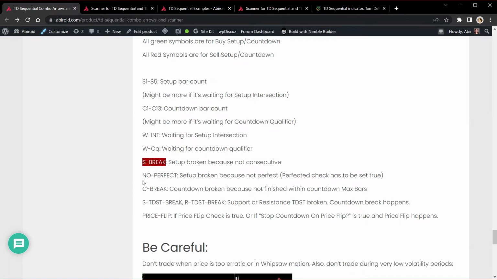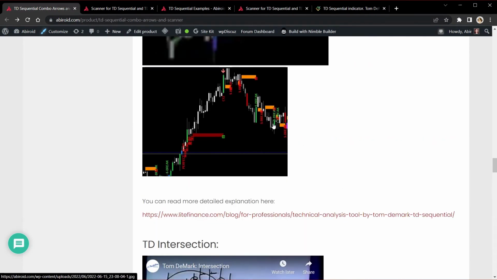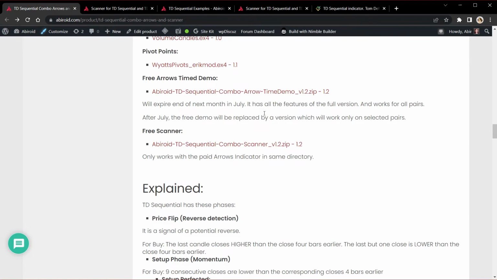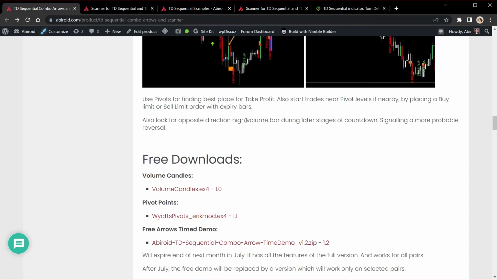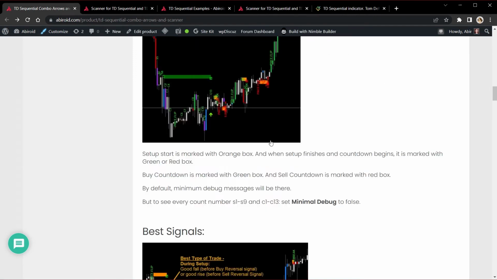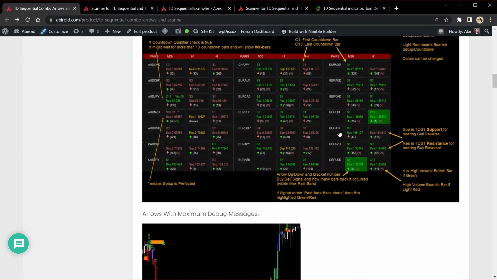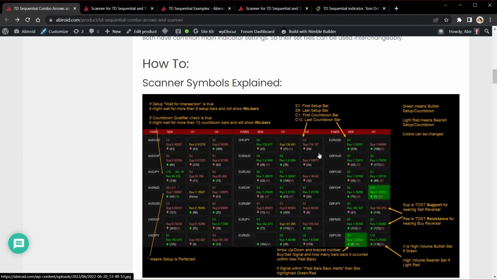So let me go to the scanner real quick, and after that we can take a look at some more examples. I will not be going over all the common dashboard settings, because I already have a post which describes all the Abiroid common dashboard settings. I'll just go over the settings which are specific to this particular indicator.